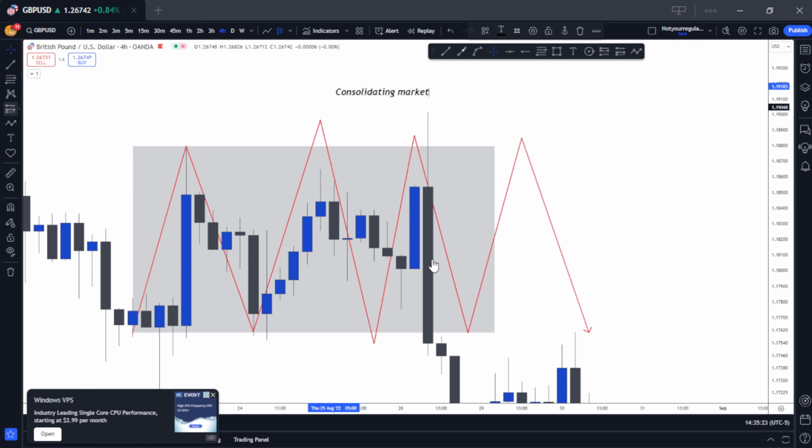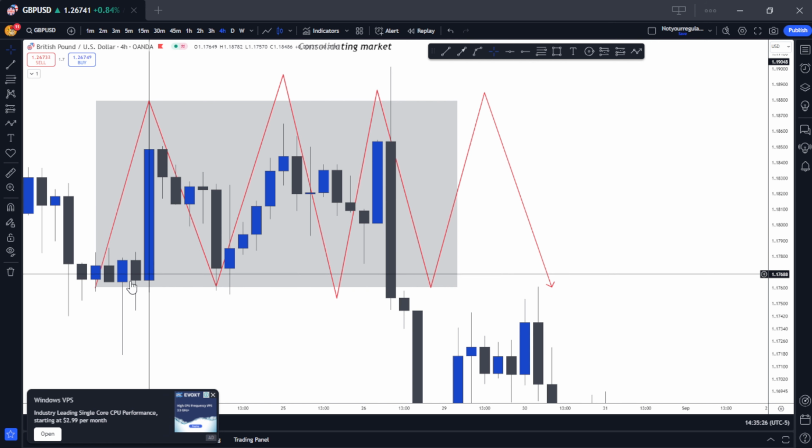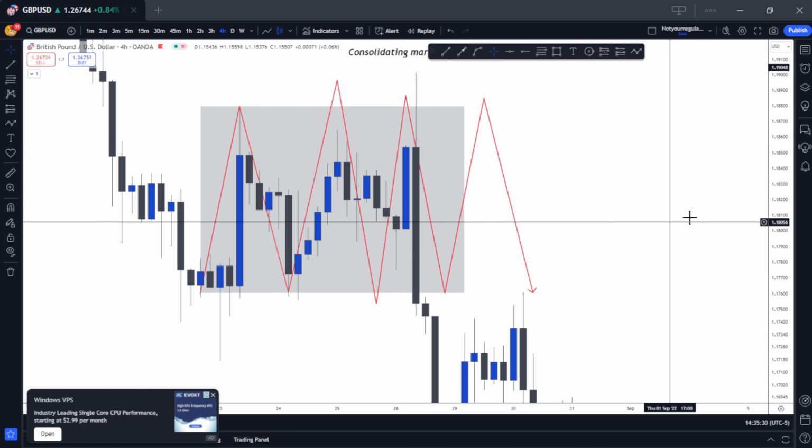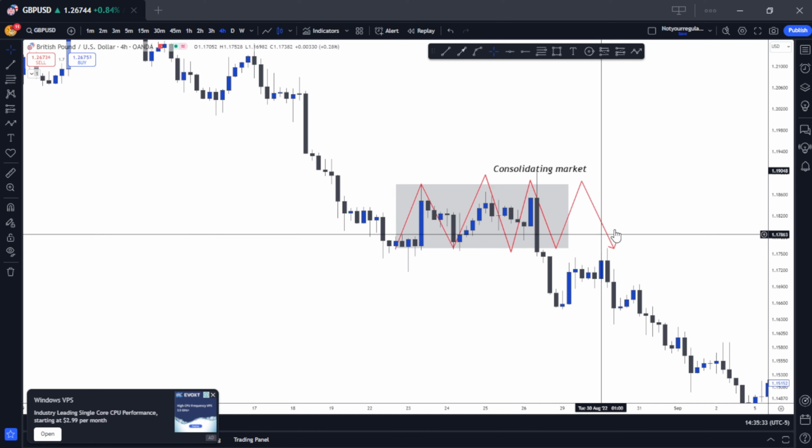Example of what a consolidating market would look like. Just going to be moving in ranges, just going to be ranging, moving sideways. Example of what it will look like.